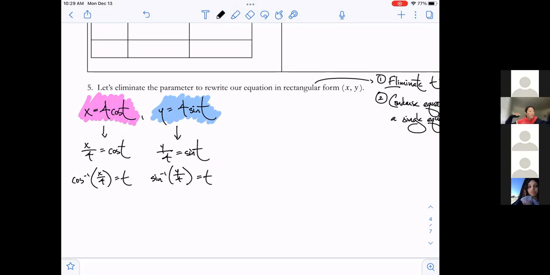Okay. Everything we have here so far is mathematically valid. What could we do from here? Oh, we can set them equal to each other, right? We have t equals and t equals. And so we can actually say that cosine inverse of x over 4 equals inverse sine of y over 4.